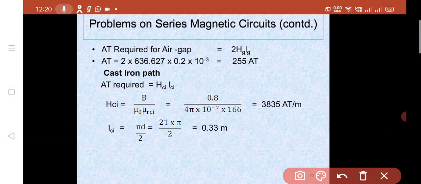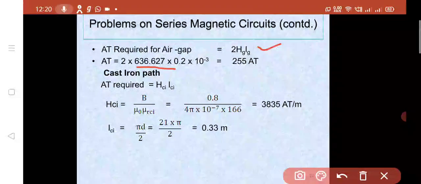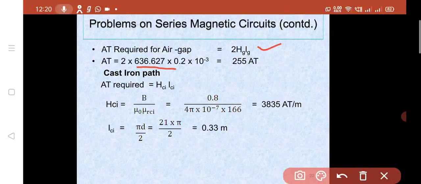And next, ampere turns required for air gap is 2 into HG into LG. This is the HG value, 636.627, and this is the LG value, 0.2 into 10 to the power of minus 3. So the total is 255 ampere turns.